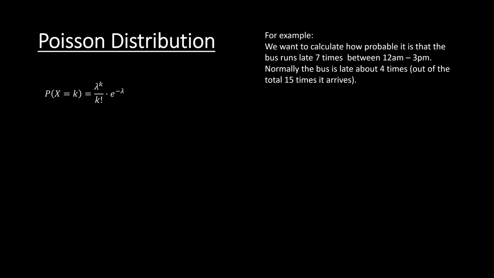Firstly, we look for everything we need for the formula. The number of events we want to observe is 7, so we set k to 7. The mean is 4, so lambda also equals 4. Knowing that, we can make use of the function we defined earlier. 4 to the power of 7 divided by the factorial of 7 times e to the power of negative 4 equals 0.05954, meaning that the probability that the bus runs late 3 times more than usual is roughly around 6%.